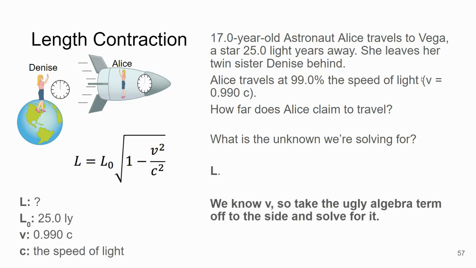We know the proper length. Denise measures proper length. She says, okay, from the Earth to Vega is 25 light years, and Denise is at rest relative to those things. So Denise measures proper length, L naught. Alice will measure observed length, L. That's what we're trying to figure out. How far does Alice claim to travel? In this case, we know what v is. v is 0.990c. So we're going to do the math part.